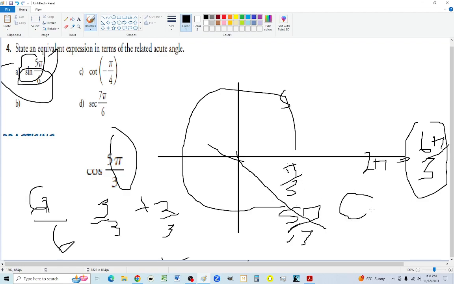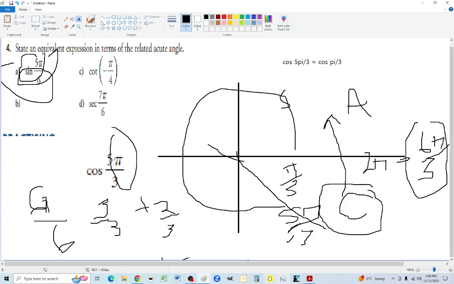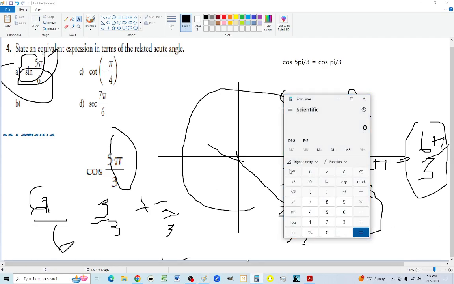But notice in the CAST system, cosine is positive here. The only other place cosine is positive is in the acute angle that we're talking about, so that's fine. We can say that, yes, cosine of 5 pi over 3 is the same as cosine of pi over 3. And you can always punch it in your calculator to make sure this is true, even in radians. So you can do 5 times pi divided by 3, and you can click cosine. Remember this value, 0.5. Now we can do pi divided by 3 and hit cosine. And we get the same value. So therefore they are equivalent.